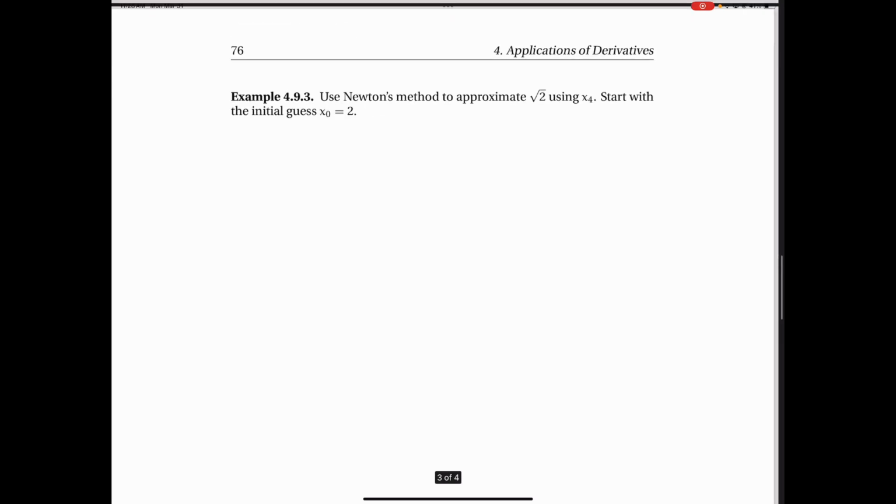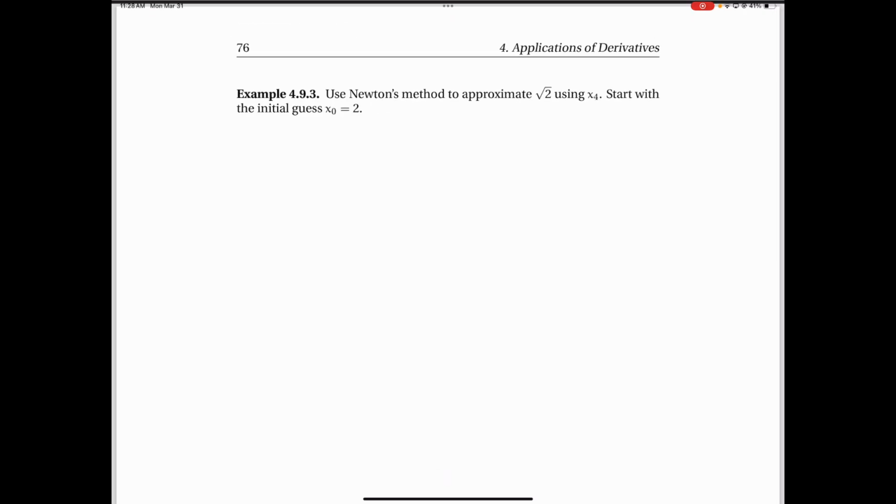Okay. So where can Newton's method be nice? Take a look at this example. Let's use Newton's method to approximate the square root of 2. And notice using x sub 4, which means I want to do 4 iterations of this, not just 2. Let's do 4 iterations. I don't know if we'll get all the way to the 4th iteration, or maybe I'll just shortcut it. But wait, I thought Newton's method was about finding roots. This isn't a root, this is a square root of 2.